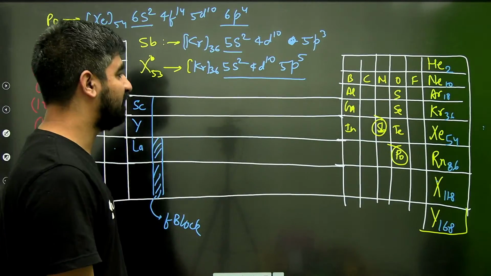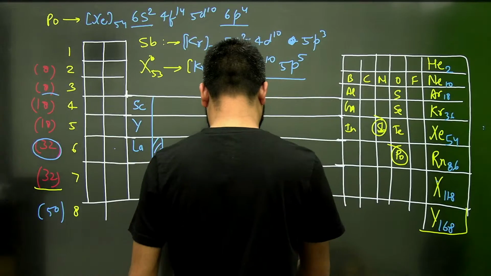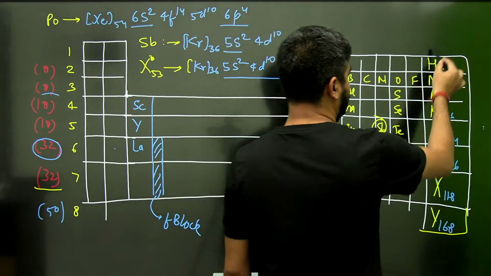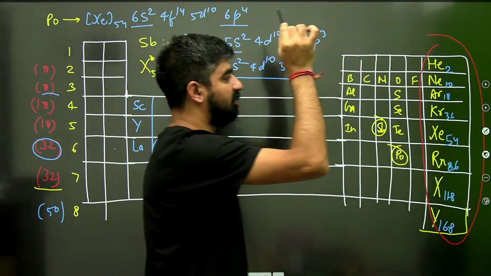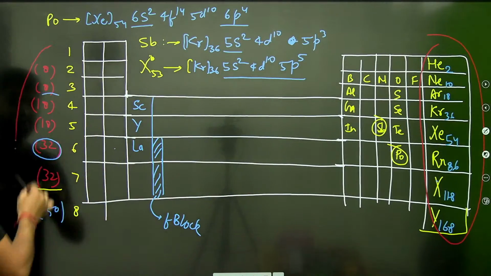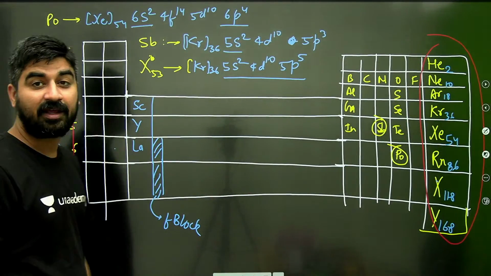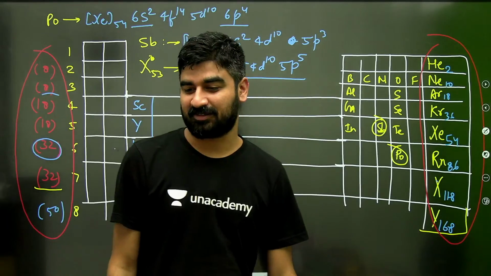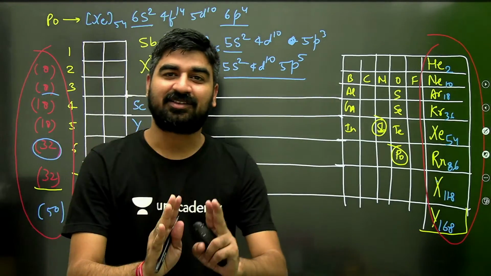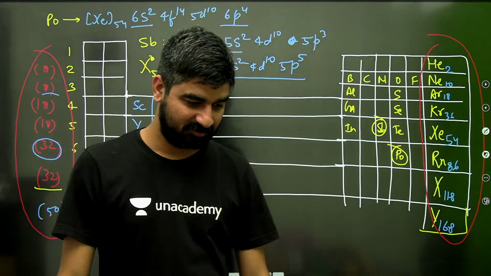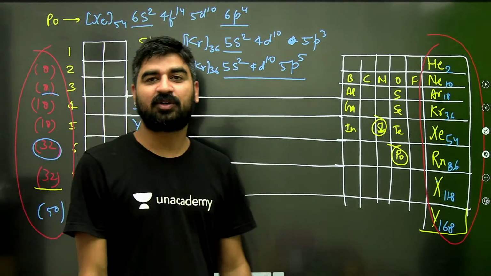So I'm again telling you guys, just remember it, and everything you can do. Just remember it, and how many electrons are present in a given period. If you remember that, then you can solve any problem. You can do anything then.